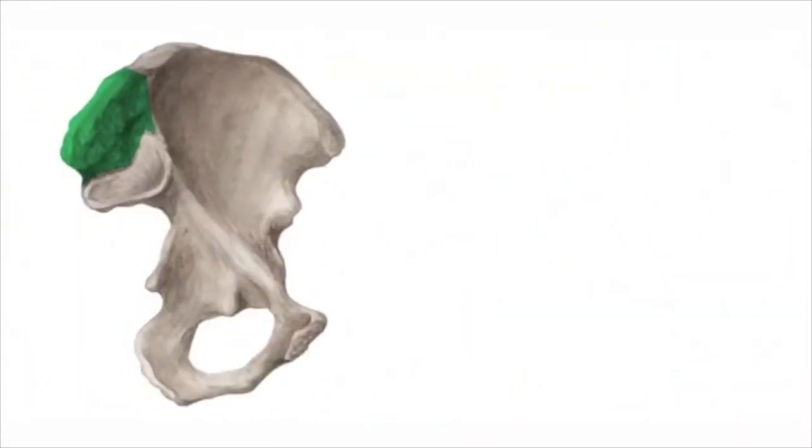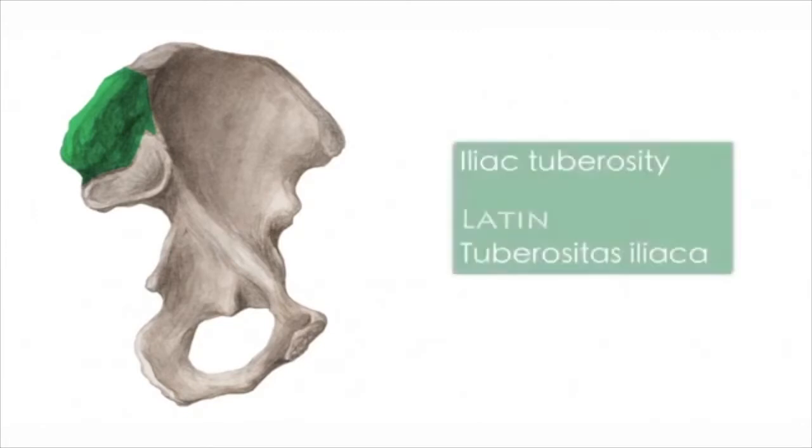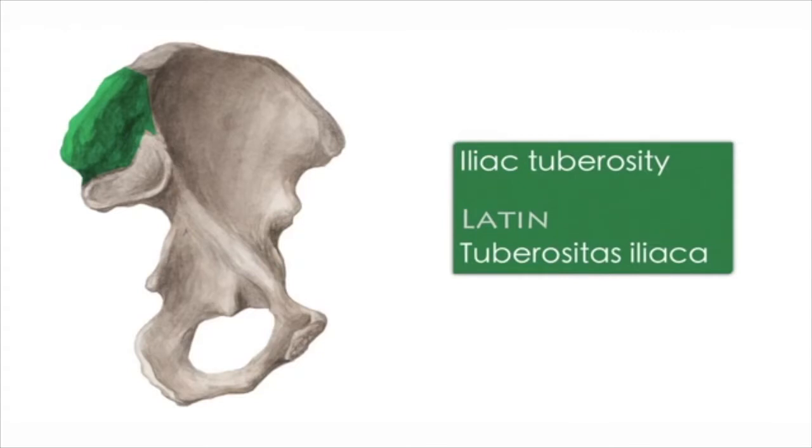Moving on to another structure, this is known as the iliac tuberosity. The iliac tuberosity is a roughened area behind the iliac fossa, as you can see here on this image, and it serves as an attachment point for the sacroiliac ligaments.